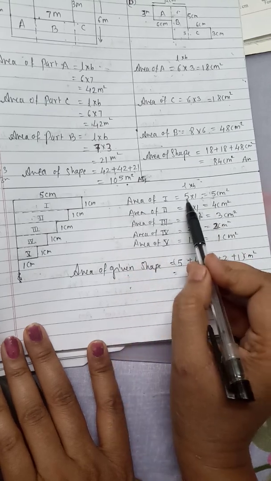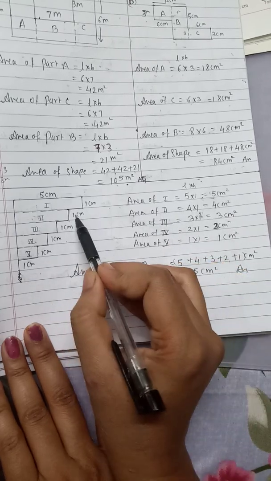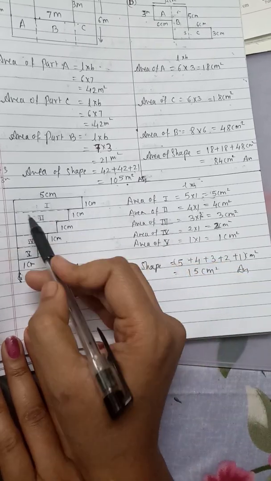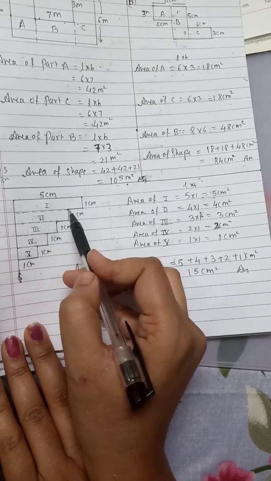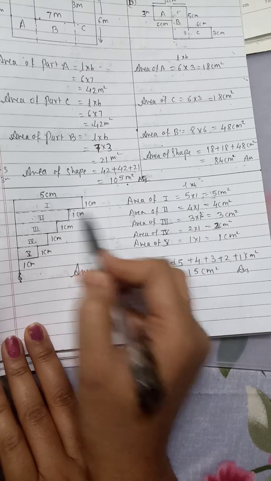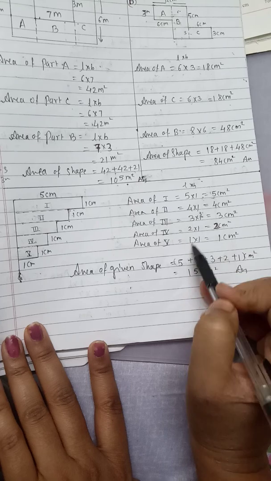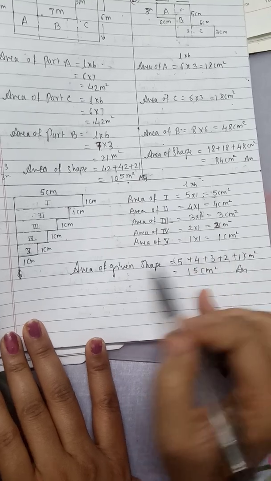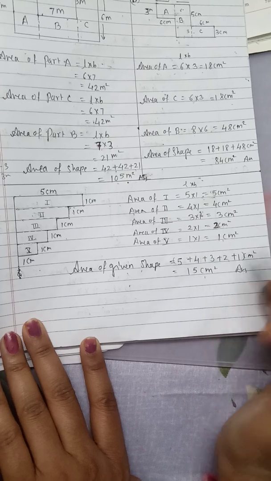Now in length we will reduce 1 centimeter. Okay, so in part second you can reduce this 1 centimeter. So you know the area of this. So length is your 5 minus 1 centimeter, 4, and breadth is 1 centimeter. So 4 ones are 4. Same as it is, you can find these parts also, and area of this given shape. So you will add all this. So you will get here 15 centimeter square area of this given shape.